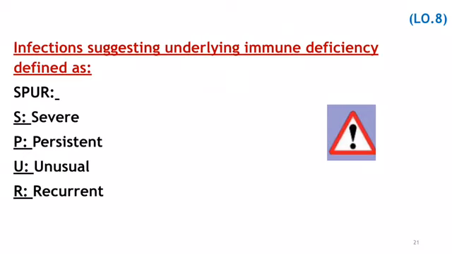Now, infections suggesting underlying immune deficiency are defined as SPUR. SPUR: S means severe, P persistent, U unusual, R recurrent. So when a patient presents with severe infection, persistent infection, unusual infection, and recurrent infection, that patient is immunodeficient. Okay.